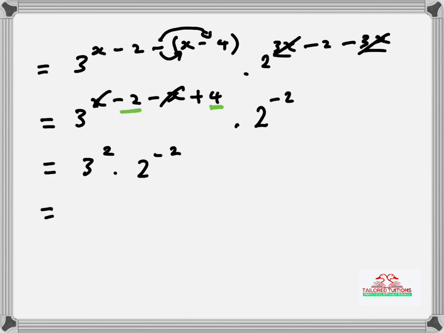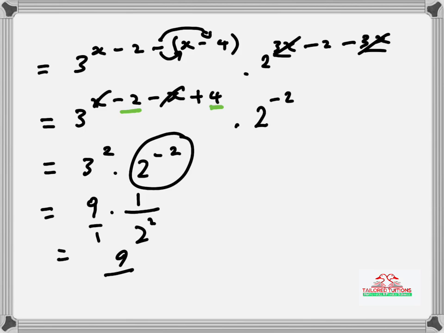So 3 exponent 2 is the same as 9 times this one here. We have a number that is a negative exponent, that is the same as 1 over 2 exponent 2. But now remember, 9 times 1 is 9 over 1 times 2 exponent 2, which is the same as 9 over 4. Or you can simply write it as a mixed fraction, which will be 2 and 1 over 4. So that is our first problem.